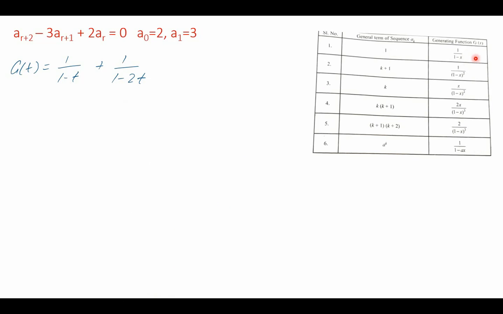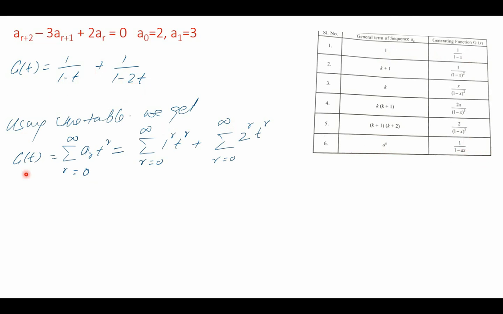So here, if my expression is 1 upon 1 minus t, then the general term of the sequence is 1. If it is 1 upon 1 minus 2t, then the general term will be equal to 2 to the power k. See, it's an a over here, t is the variable over here, x is the variable over here, does not make any difference, but this is the coefficient, the a, so here the coefficient is 2.